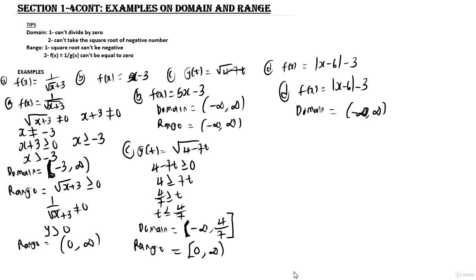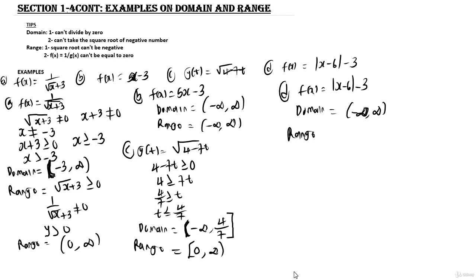So whenever you have an absolute value, the domain of that function is always going to be from negative infinity to infinity. So what about the range? So we know that absolute value will either be positive or 0, right? So in this case, if we plug in 6 in place of s, this is going to be 6 minus 6 is going to give us 0, right? So the absolute value of 0 is basically 0.